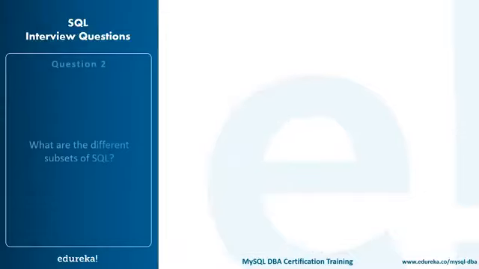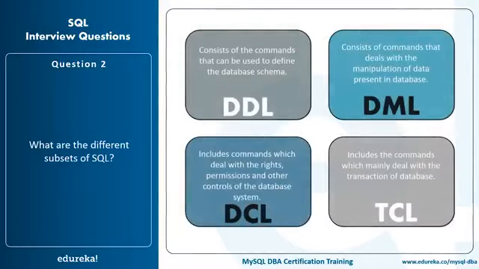Now moving on to our next question, that is, what are the different subsets of SQL? Well, the different subsets of SQL are mainly the data definition language, the data manipulation language, the data control language, and the transaction control language. Now coming to the data definition language, this set of language consists of the commands that can be used to define the database schema. So whenever you want to define the database schema, you can use the commands from this particular language. Coming to the data manipulation language, it consists of all the commands that deal with the manipulation of data present in the database.